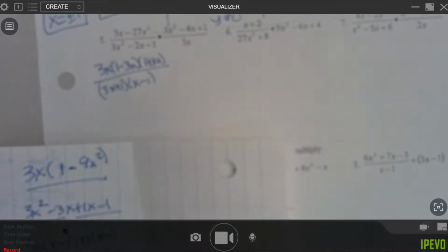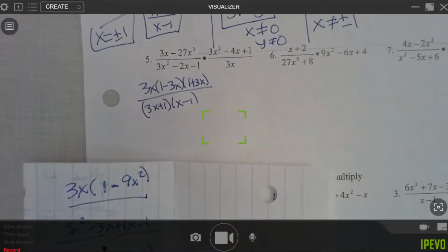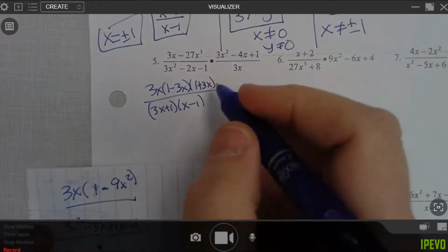Okay, sorry, don't know why it is doing that horrible stuff again. My dot camera. All right, so that's this whole side.